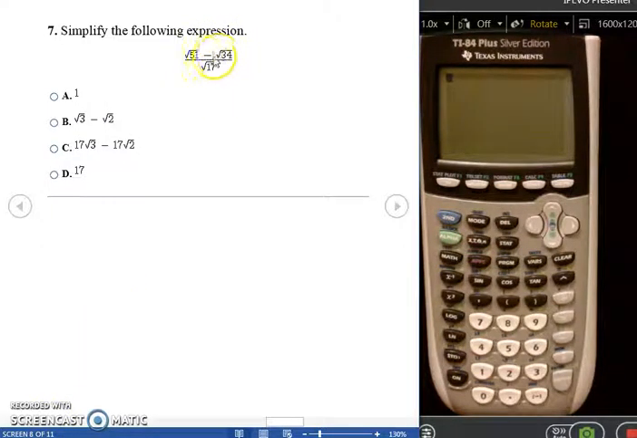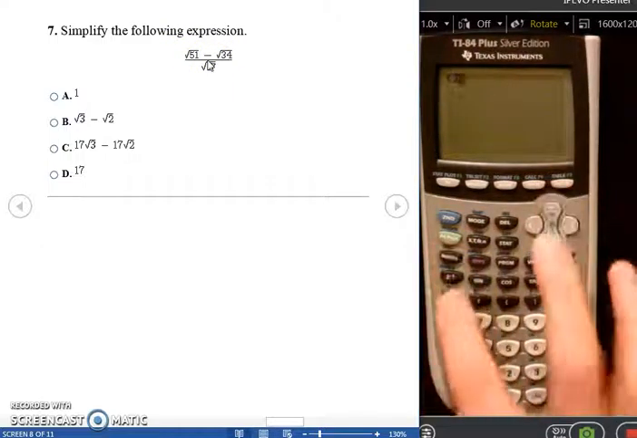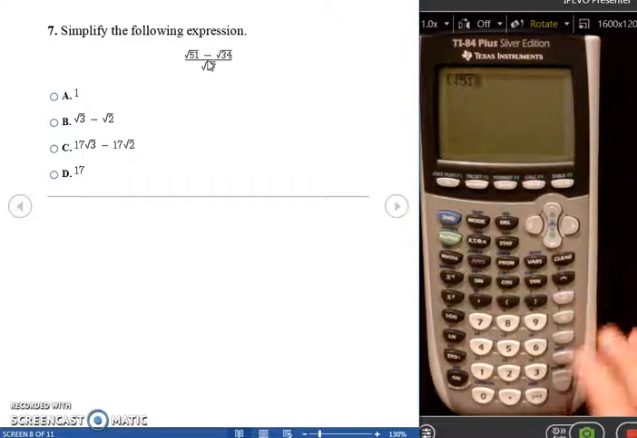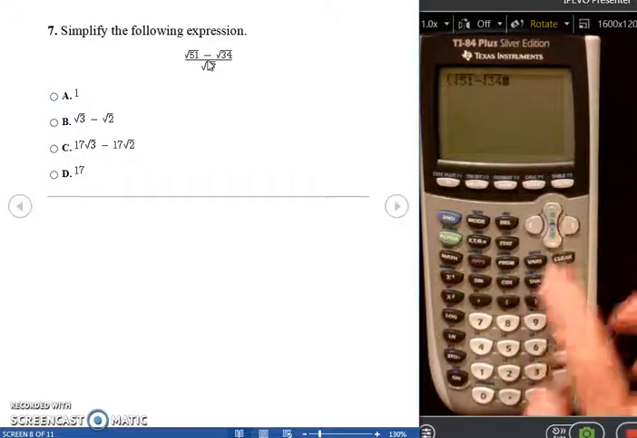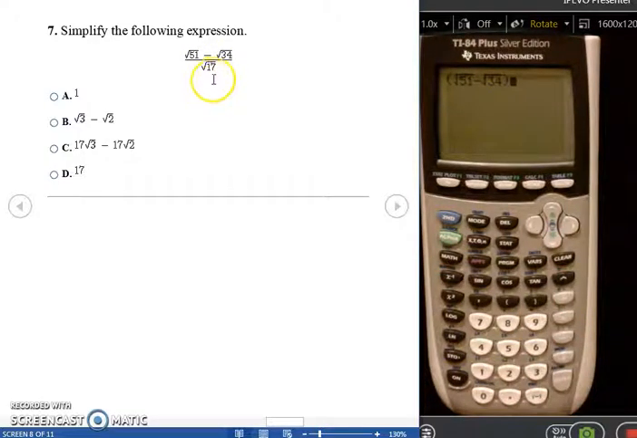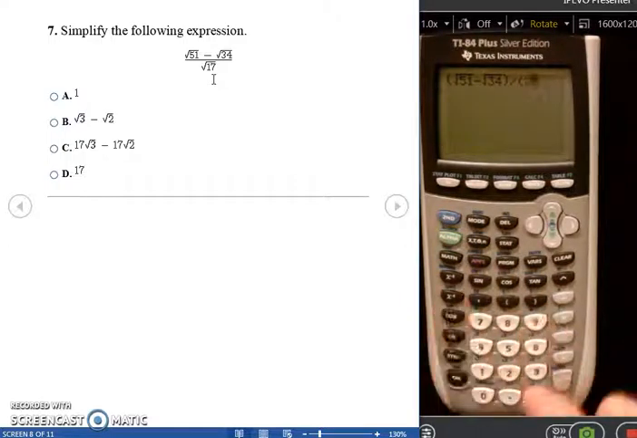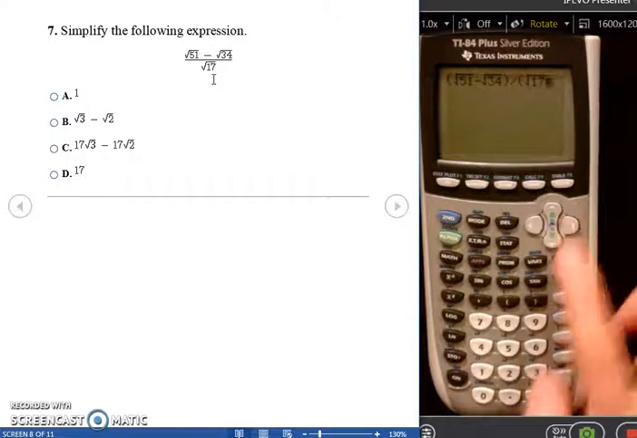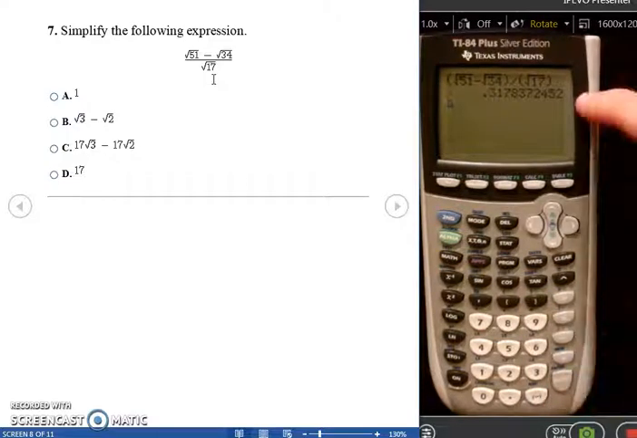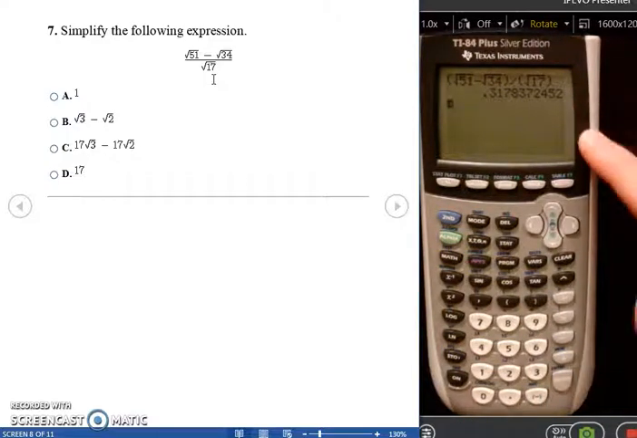Here, this fraction has a bit more to it, but it's still the same procedure. I just had to remember to put parentheses around my numerator and parentheses around my denominator. So I'm going to put a parenthesis and then second square root 51, right arrow, minus second square root 34, right arrow, end parenthesis because that's the end of my numerator, and then division symbol for the fraction bar, and then I put in my denominator. So parenthesis, second square root 17, end parenthesis, and then I press enter, and I get that decimal. That's my goal to get for the rest of the answers.